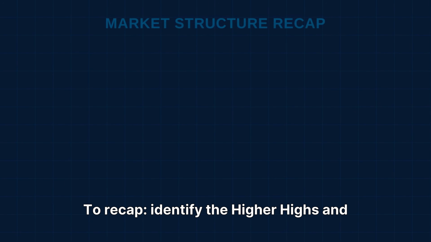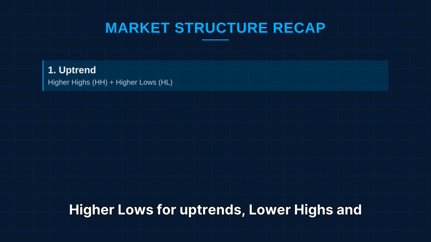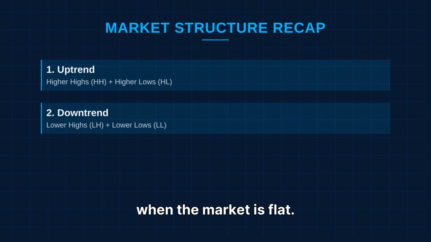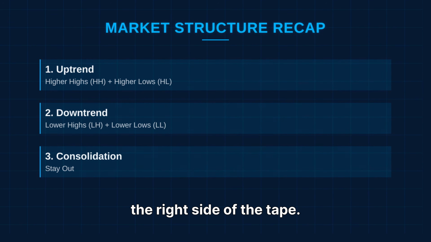To recap, identify the higher highs and higher lows for uptrends, lower highs and lower lows for downtrends, and stay out when the market is flat. These three rules will keep you on the right side of the tape.